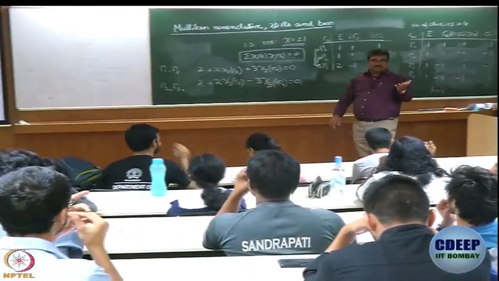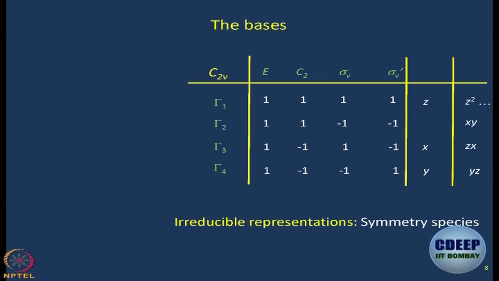What about x square? Where does x square belong? E of course is 1. When C2 operates on x square, you have to make it operate twice, right. C2 operates on x to give you what? Minus x, right. And then again C2 operates on the second x to give you minus x. So, what is minus x into minus x? Plus x square. So, what is the character? 1. Same will hold for sigma v dash as well. So, x square also belongs here, y square also belongs here.